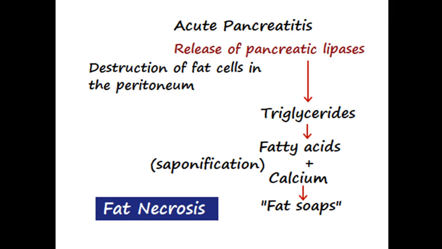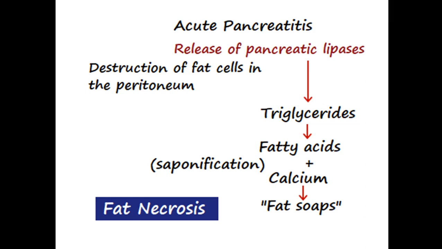So, when the pancreatic tissue is injured, there is the release of pancreatic lipases. And normally, lipases are the enzymes that will break down fats. In acute pancreatitis, the injury to the pancreas will cause death of the pancreatic cells, acinar cells, and there will be the release of the enzymes known as the pancreatic lipases.